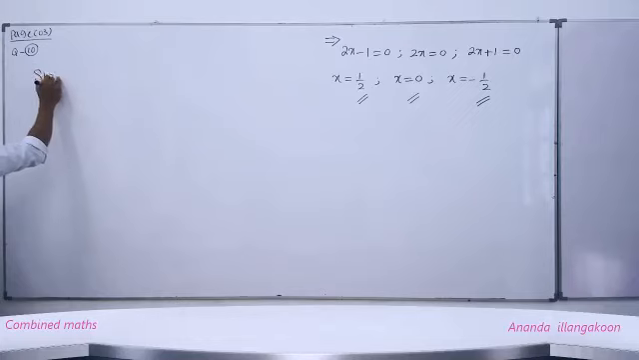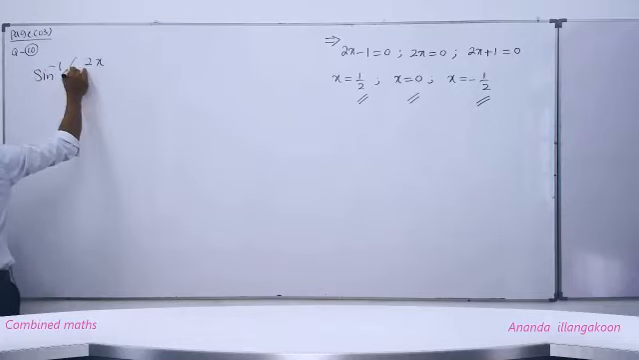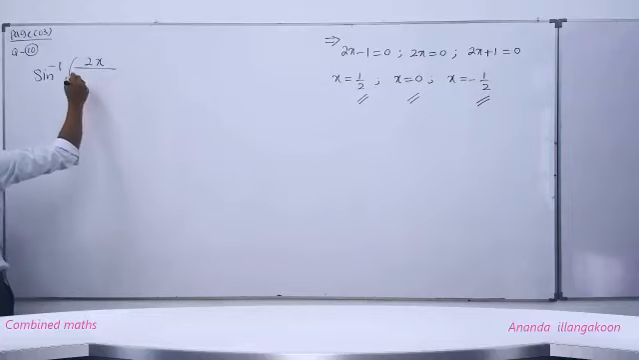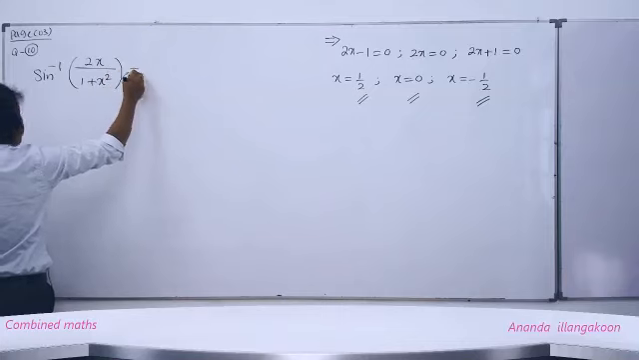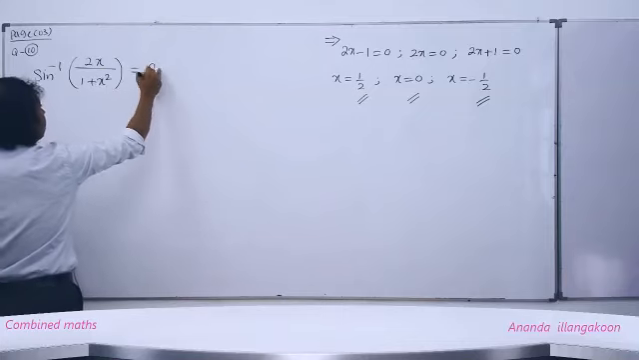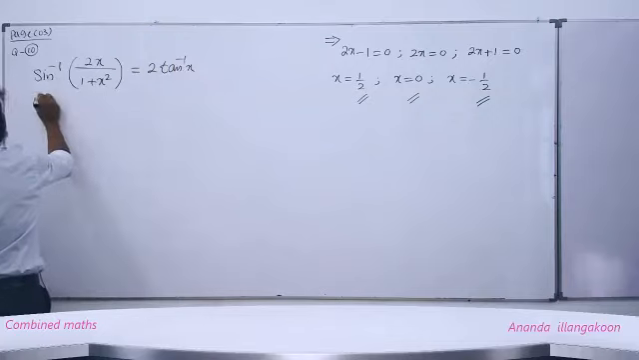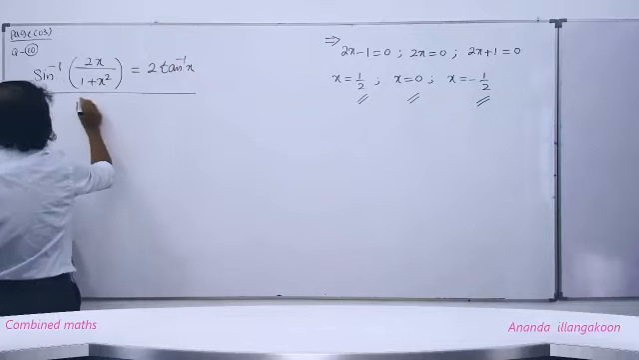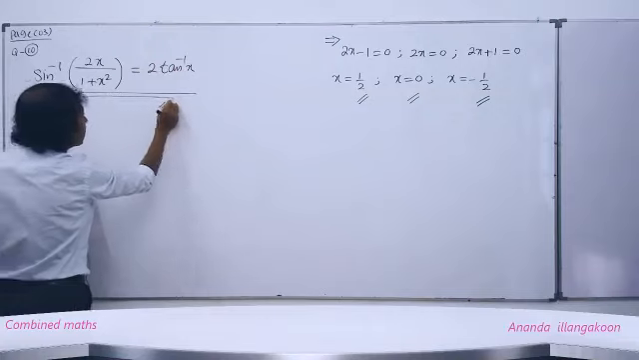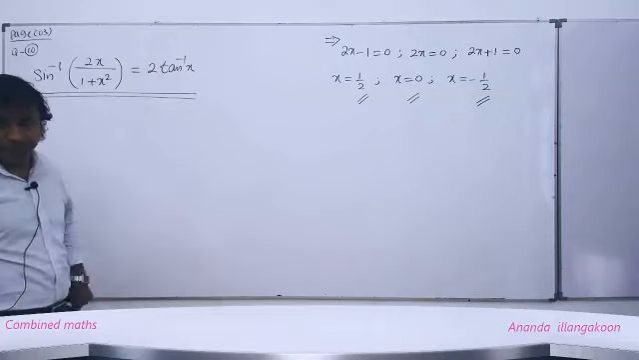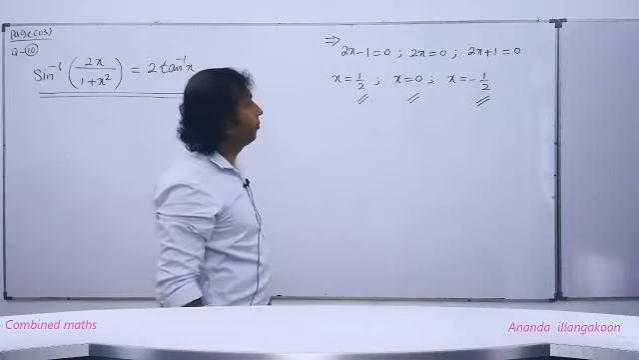We have to prove sine inverse of 2x upon 1 plus x squared equals 2 tan inverse x. We have to prove this. Okay? Right.